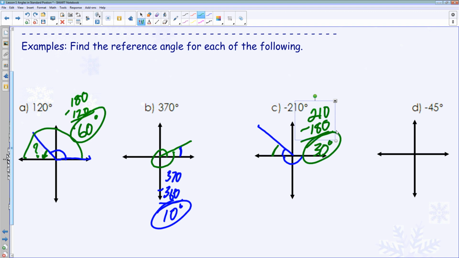Okay, and then our last one, negative 45, so we go right here. There's our negative 45 degree angle. So what's this as a positive acute angle? It's just 45 degrees.